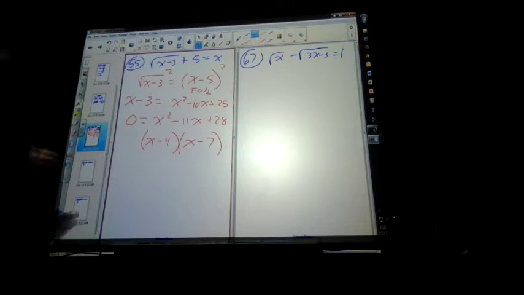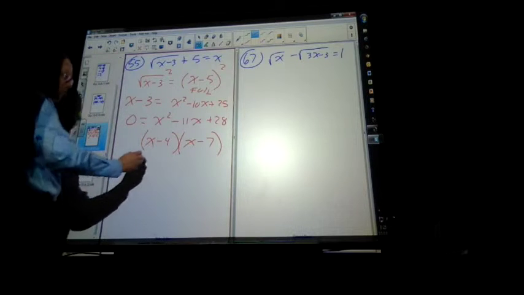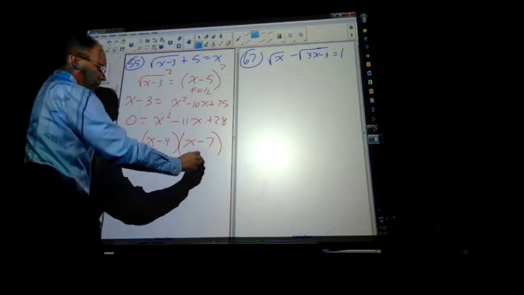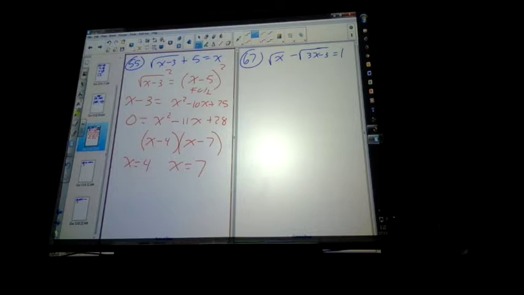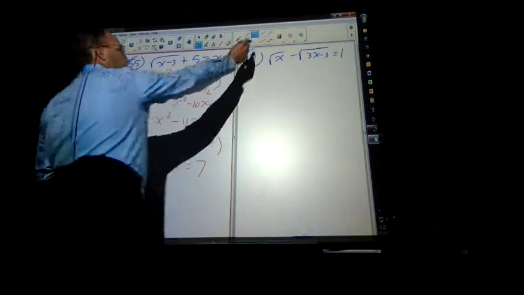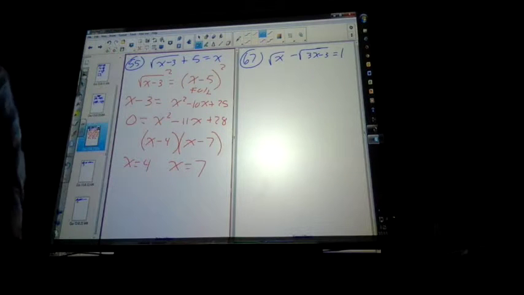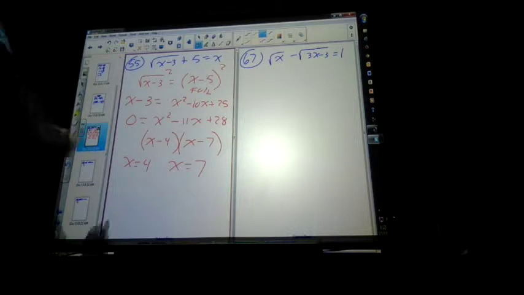Okay. So I'm going to solve this. So x is equal to 4 and x is equal to 7. What should we do to make sure this works? Plug them back in. Okay. What was the kind of solution called if it doesn't work? Extraneous. Awesome.